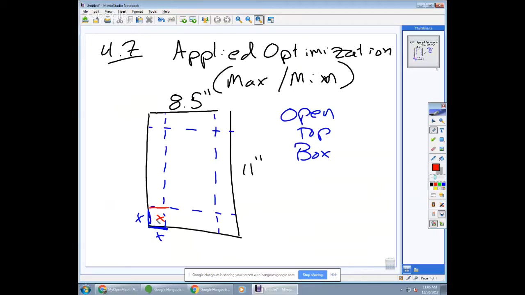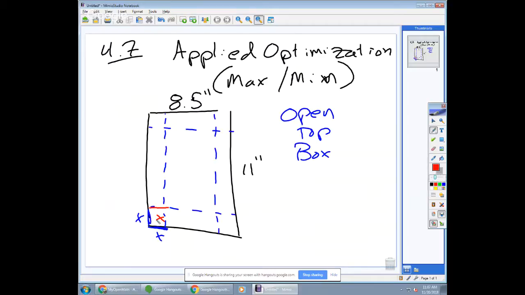All right. Should we try it? Just do it randomly? Do whatever you want? Doesn't matter what X is. No, you're just going to guess at what you think X should be to have a box that holds the most space inside of it.